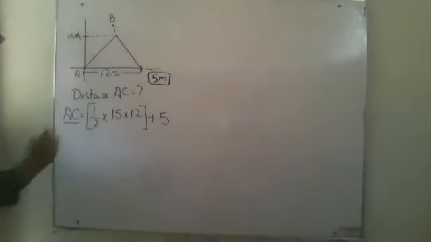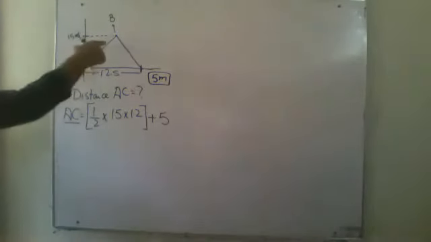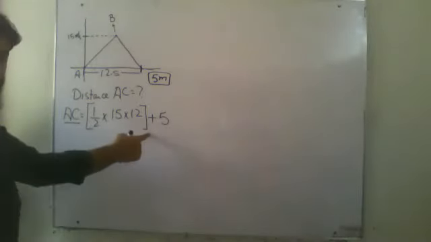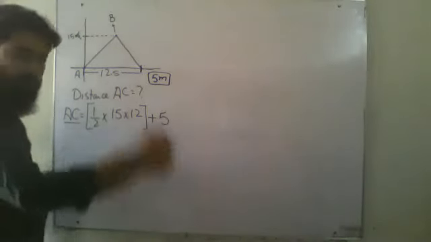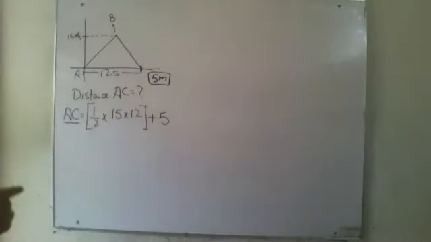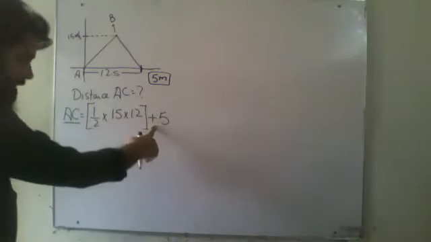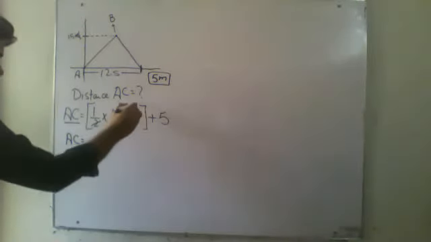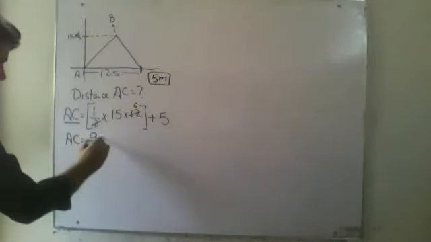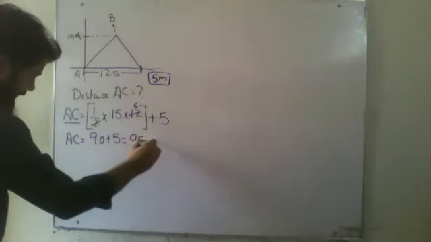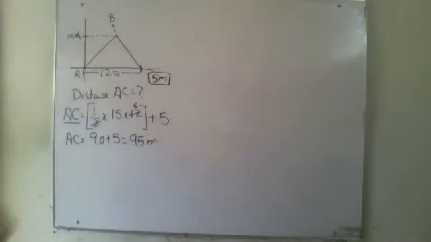So what is the distance AC? This distance is being shown, I have written it over here. But the body is not stopping at C. It is stopping 5 meter before C. That's why I've added this. So simplifying it, AC equals 90 plus 5, 95 meter, that's the total distance from A till C.